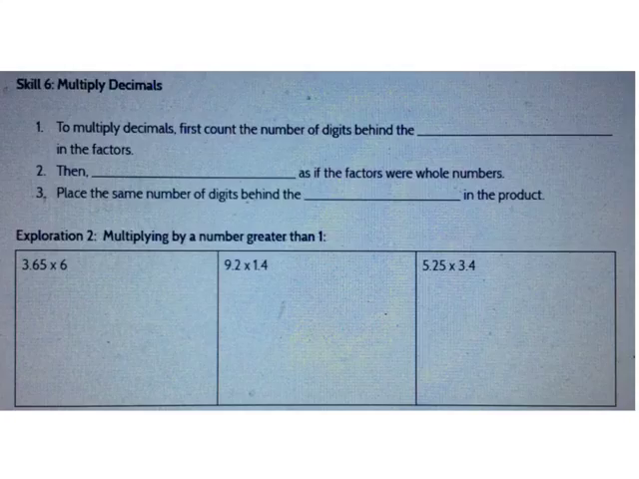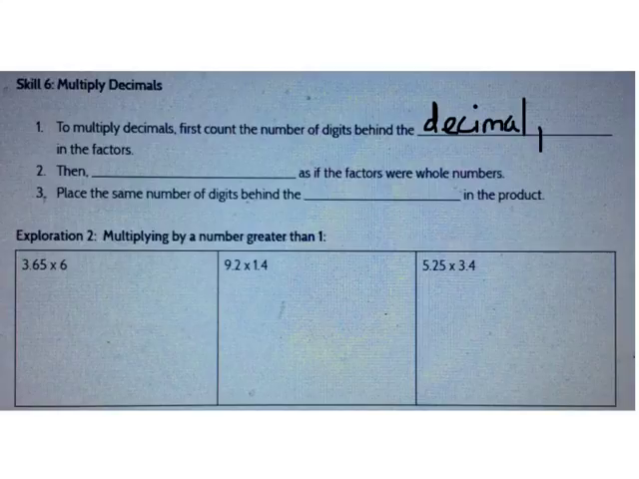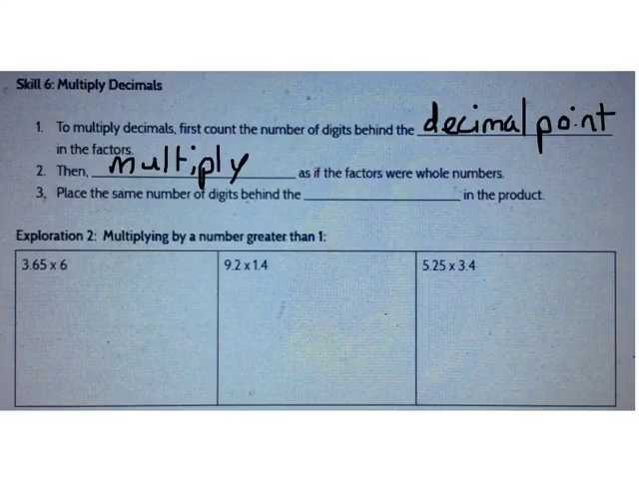We also talked about multiplying decimals. Remember, to multiply decimals, first count the number of digits behind the decimal point in the factors. Then, multiply as if the decimals were whole numbers. After you've done that, place the same number of digits behind the decimal point in the product.